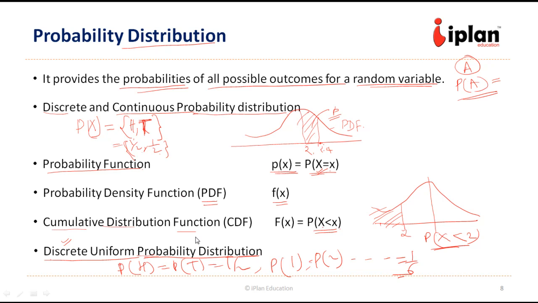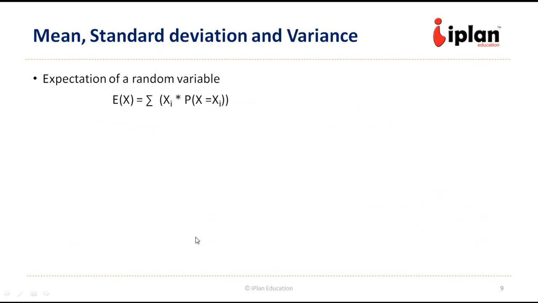Now let us move to the next concept, the mean, standard deviation and variance for a random variable. For a random variable, we have a concept of expectation. This is another way of looking at mean, which is given by the summation of the values and their respective probabilities.